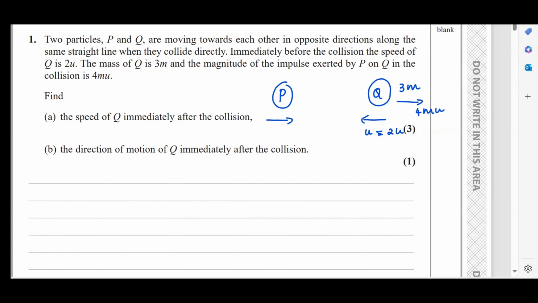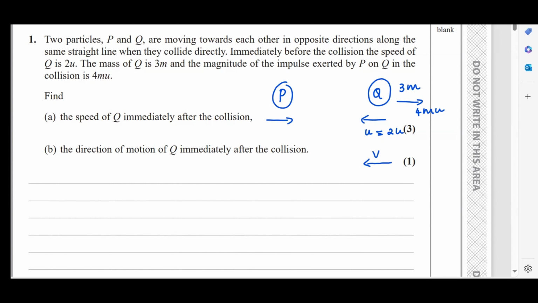After the collision, the final velocity is what we need to find out. Let's take it as v. Since it is a velocity, we need to assume a direction. I'm going to assume that after the collision, the particle Q is moving towards the left. When I solve this, if I get a negative answer, that means the direction I have assumed here is wrong.